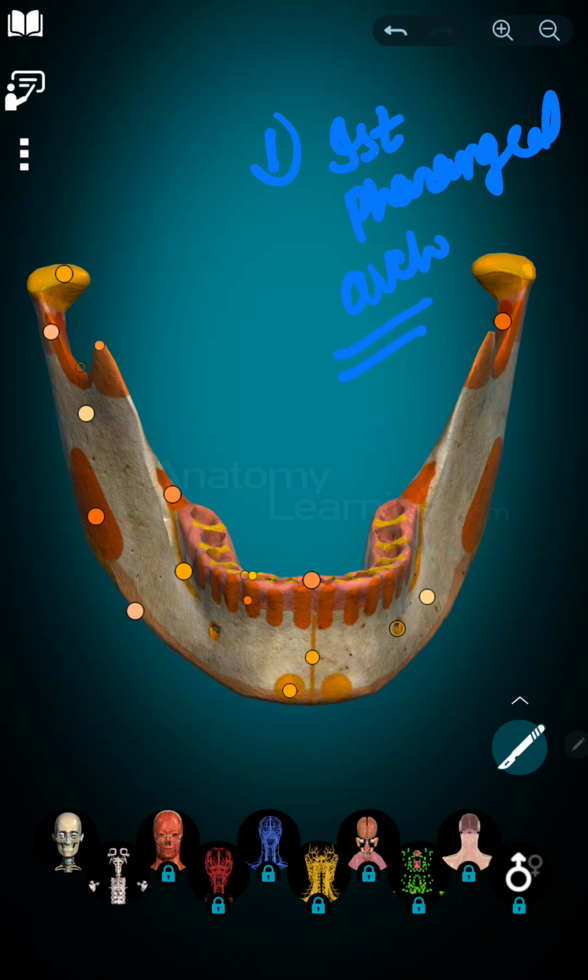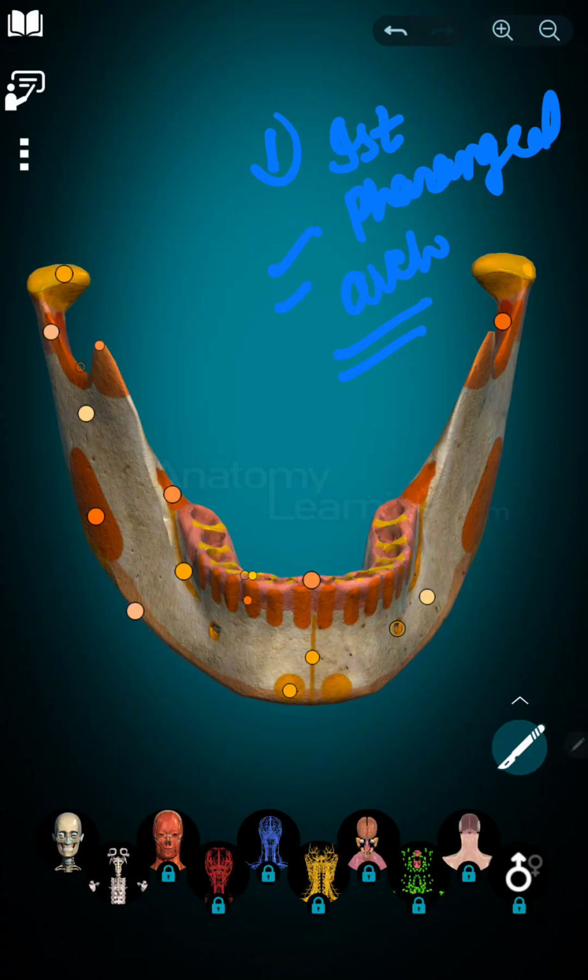I will also tell you how to write this in your university examination. Okay, so first of all you have to write the definition of the mandible. So what is the mandible? I will repeat that it is the lower jaw and it is the largest and the strongest bone of the face, and it develops from the first pharyngeal arch.